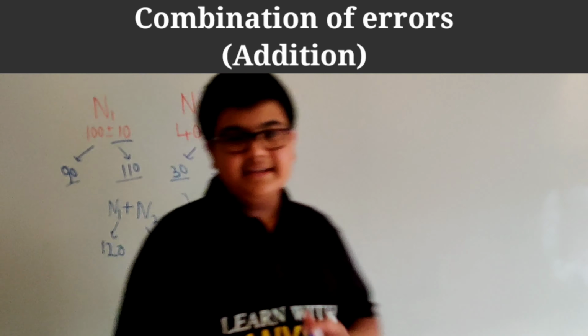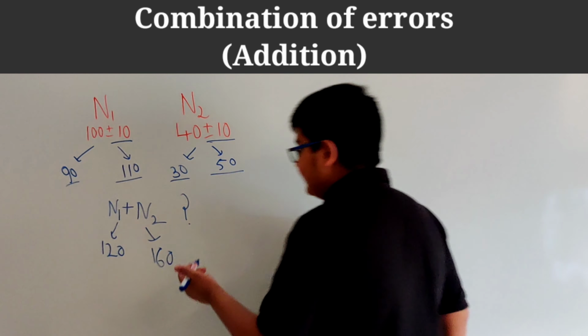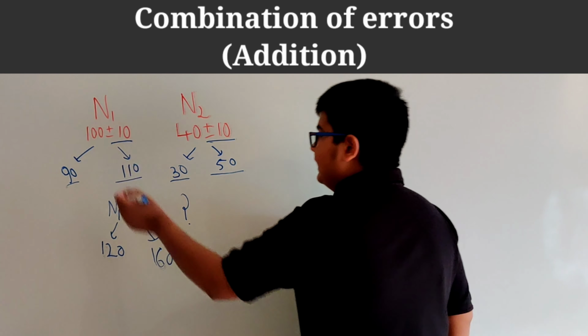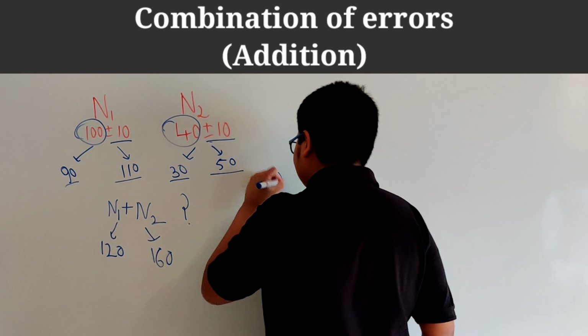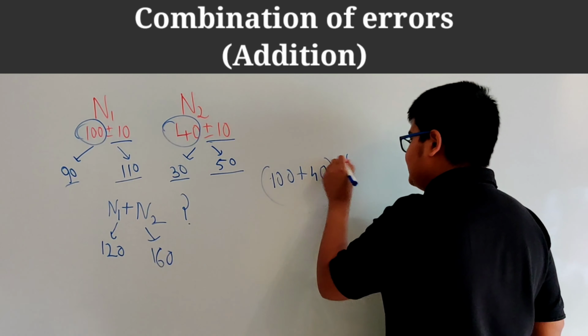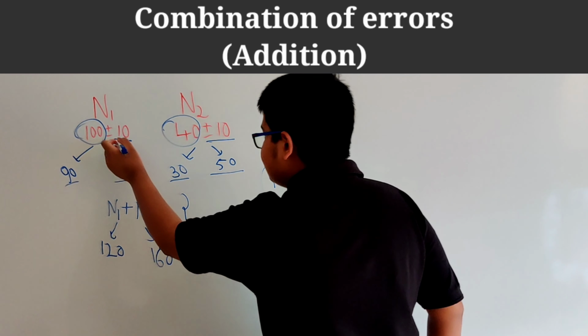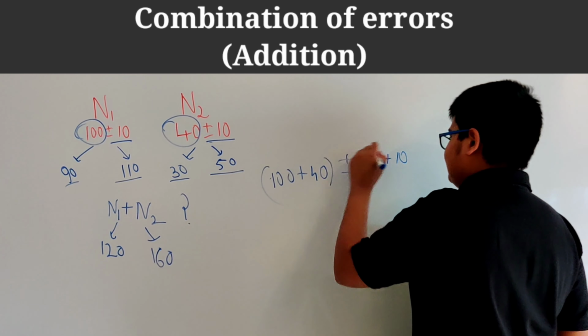Now if you observe it carefully, you will get that this result can be anything in between 100 plus 40, that is 140, plus minus the sum of these absolute errors, 10 plus 10.